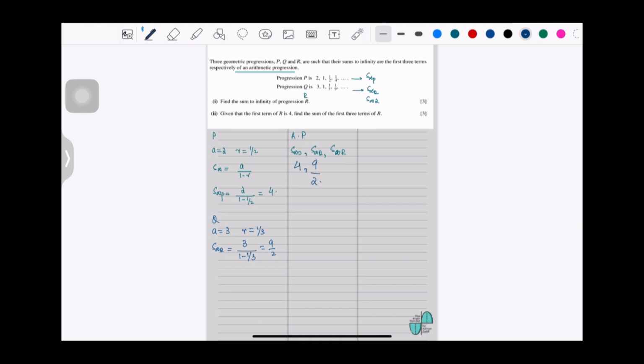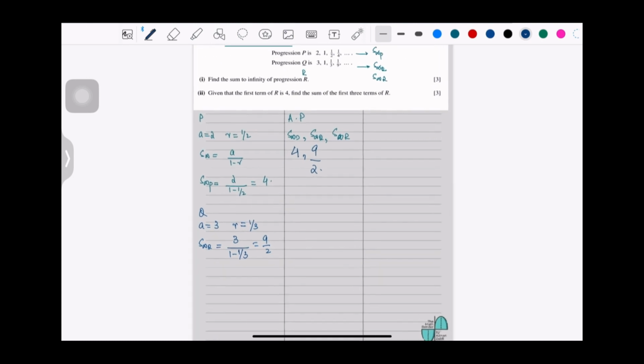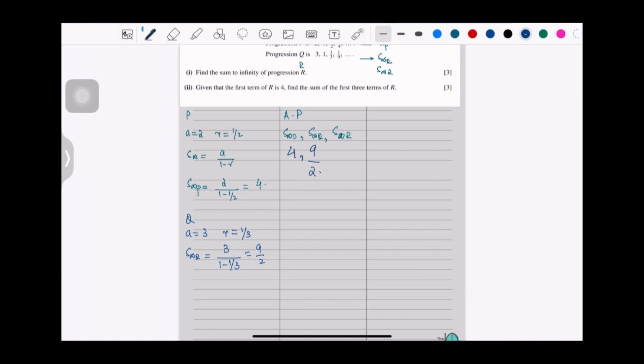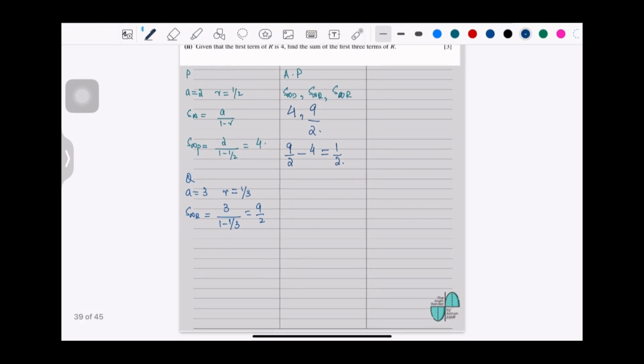In order to find the sum to infinity of r, it has already been established that it is going to be the third term of the new arithmetic progression. So it's pretty straightforward: you find the common difference and then the third term. 9 over 2 minus 4 gives you 1 over 2. And if I add 1 over 2 to 9 over 2, it gives me the third term, which is 5. So the sum to infinity of r is 5.